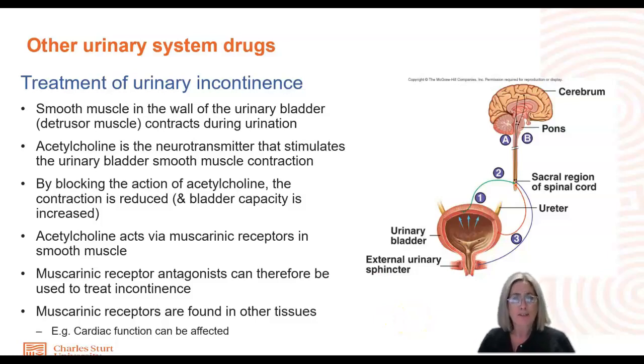Okay, everybody, I have finished this topic and finished the whole of the urinary system.